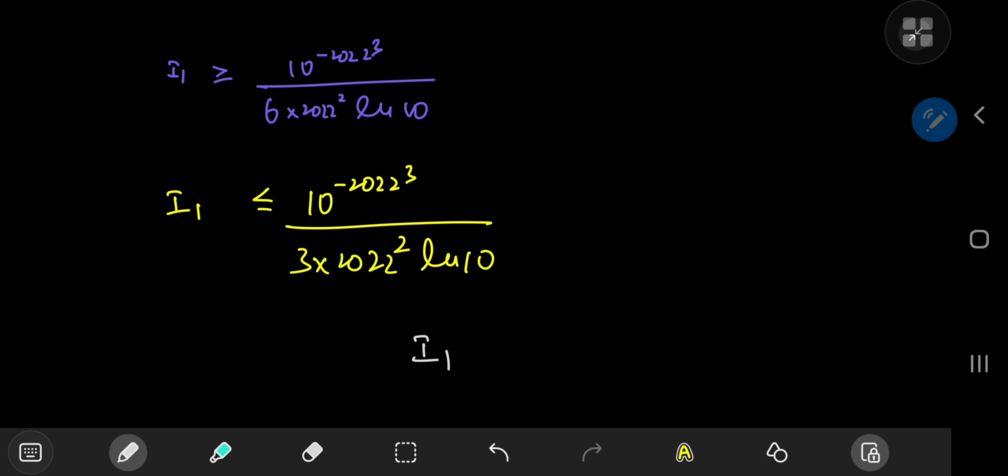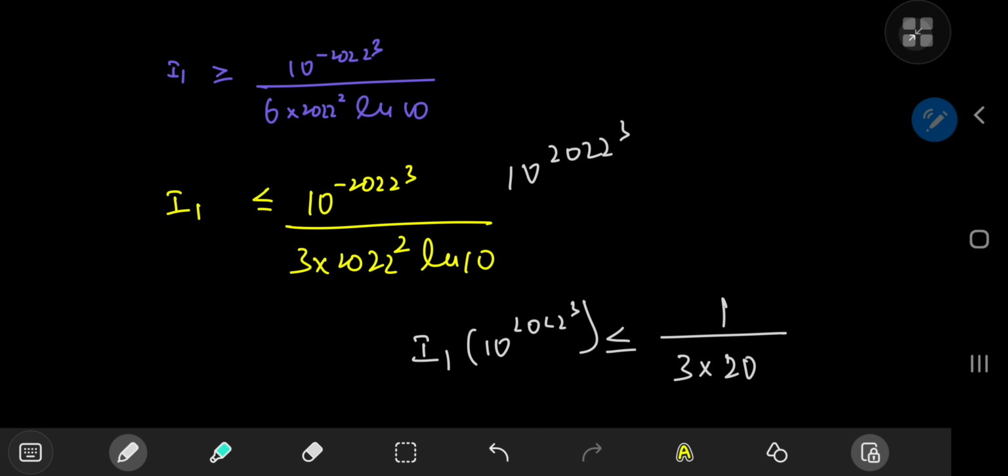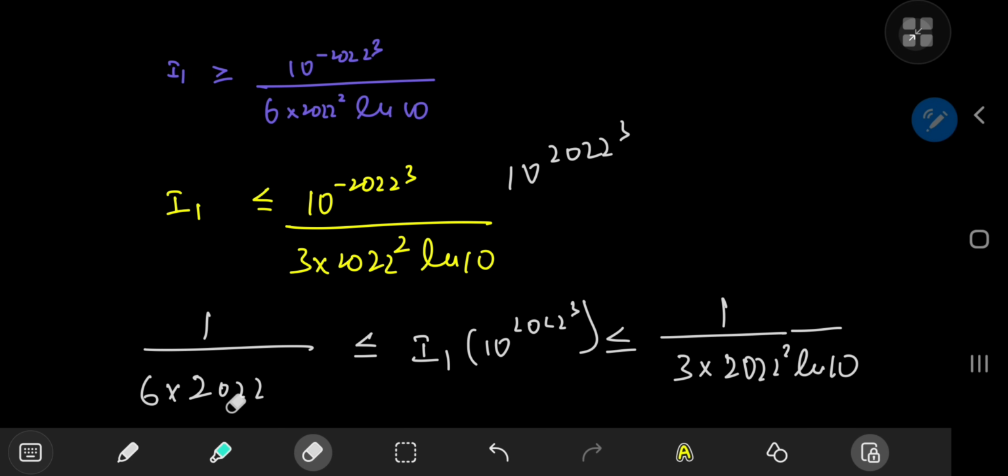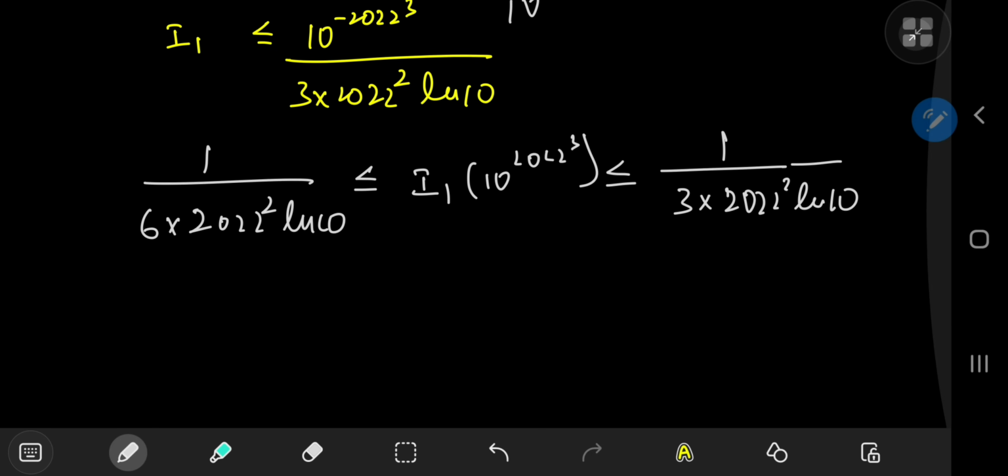So we have I sub 1, and if we multiply everything out by 10 to the 2022 cubed, that'll help out later when we take the logarithm using base 10. So we have 10 to the 2022 cubed times I sub 1 being less than or equal to the reciprocal of 3 times 2022 squared times log 10. And this integral I sub 1 times this constant is greater than 1 by 6 times 2022 squared times the logarithm of 10. And let me see. Yeah, that's a square. Okay, cool. Okay, now what?